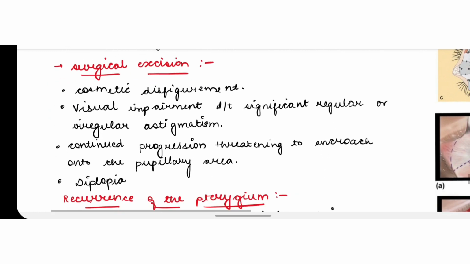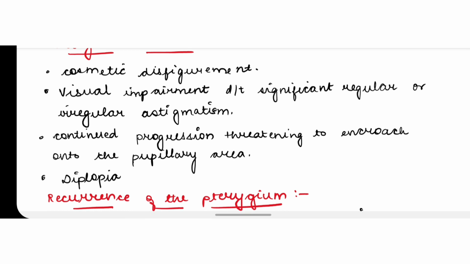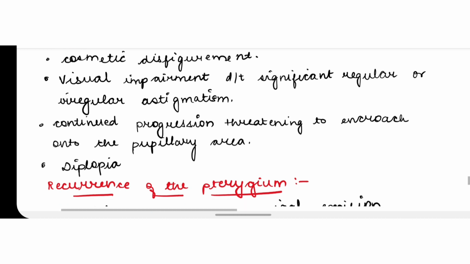Now what are the indications of the surgical excision? First of all, cosmetic disfigurement. If the patient complains of cosmetic intolerance, then the surgery can be done. Now second of all, if the pterygium reaches the pupillary area, then it may cause refractive vision problems or irregular astigmatism. So to correct that, we can do the surgery. Third, if the pterygium is continuously progressing and if we think that it can reach the pupillary area, we will advise the patient to go for surgery. Fourth, that is diplopia, if it causes double vision.